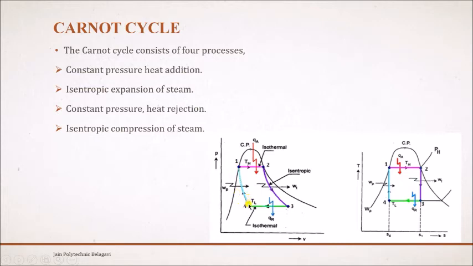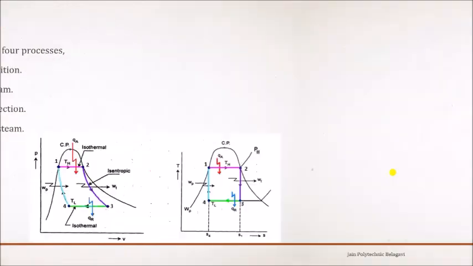During this, there is a considerable increase in pressure, and in the same way an increase in temperature. At point 1, again the same water is heated, steam is produced, and that steam is fed to the turbine for producing power output. So this is regarding the Carnot cycle.